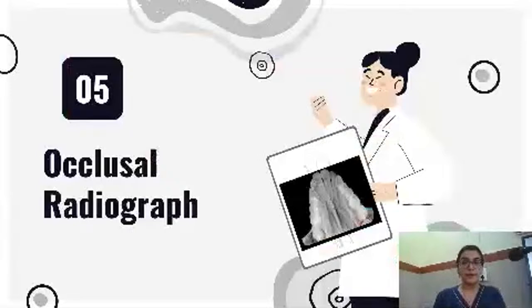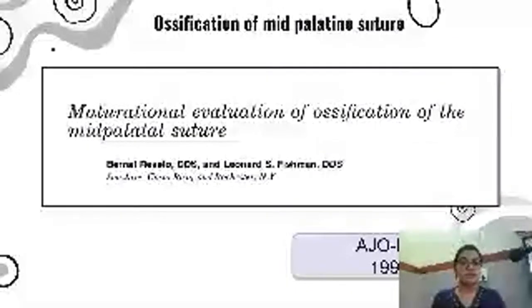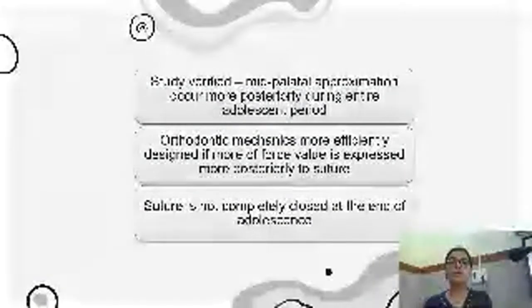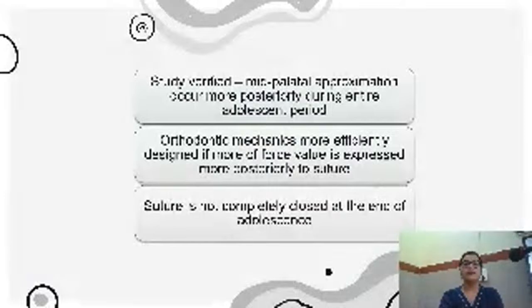Now coming to the use of occlusal radiographs for determination of skeletal maturity. The article titled Maturational Evaluation of Ossification of Mid-Palatine Suture by Revelo et al., which was published in AJODO in 1994. This study verified that the mid-palatal approximation occurs more posteriorly during the entire adolescent period. The orthodontic mechanics are more efficiently designed if more of the force value is expressed posterior to the suture, and the suture is not completely closed at the end of adolescence.